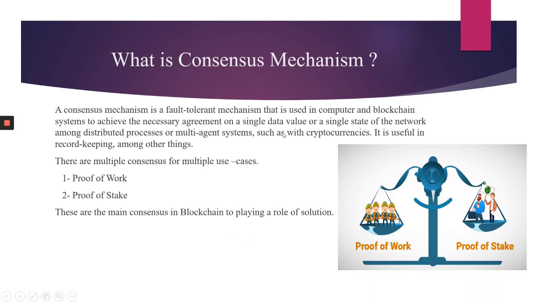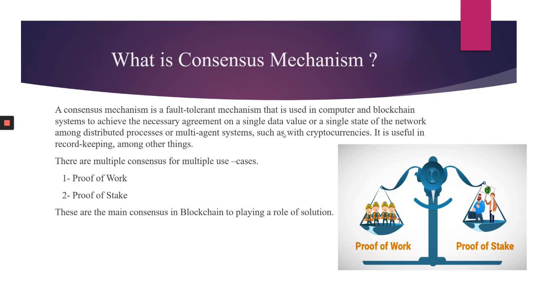What is a consensus mechanism? As we discussed, consensus is a fault-tolerant mechanism used in computer and blockchain systems to achieve the necessary agreement. Everyone needs to agree on one statement or one value in a distributed process of multiple agents, such as in cryptocurrencies. It is good for record keeping and, among other things, for securing data on the system.